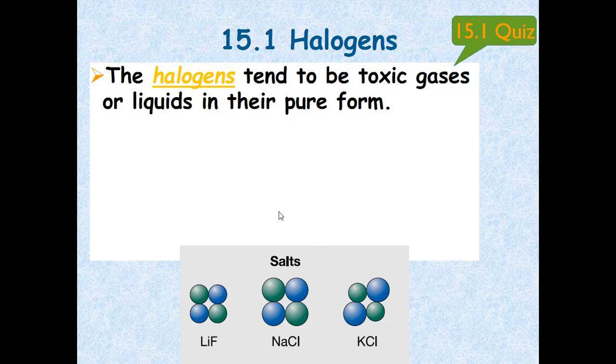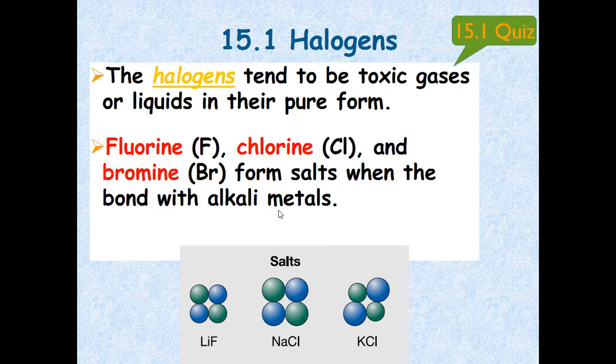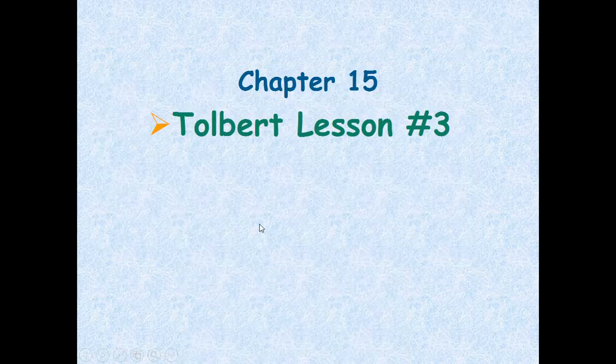Halogens tend to be toxic gases or liquids in their pure form. Fluorine, chlorine, and bromine, they're very, very reactive. And if you look at the list, those ones are very reactive because they want to take one electron. They'll do whatever it takes to take one electron, making them very, very reactive.